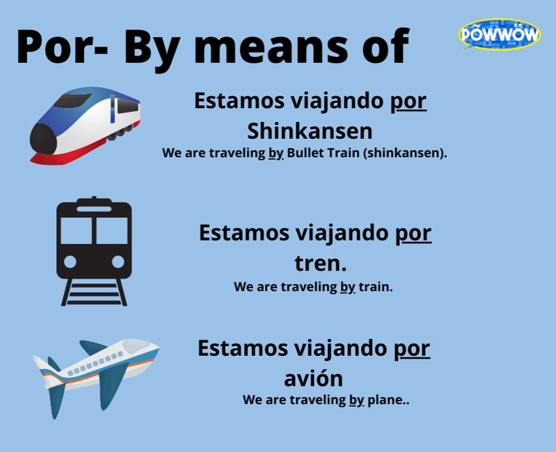Then we have estamos viajando por tren. So this means we are traveling by train. This is when you can use por to talk about how something was done or a method of something. So in this case, we're talking about methods or means of traveling, and this is where you can use por. Then we have the last one, estamos viajando por avión. We are traveling by plane. So again, this means by whatever method of transportation, or by means of transportation in this case. Let's continue.